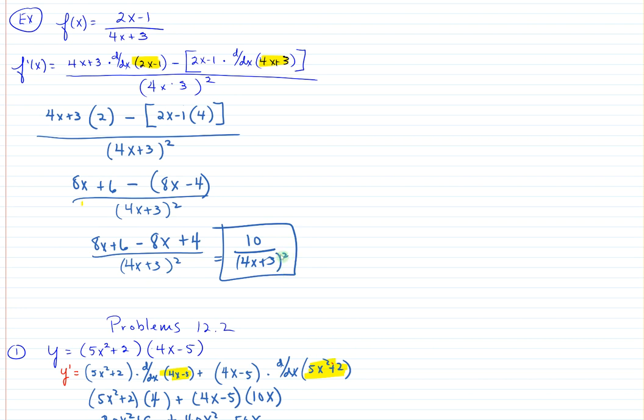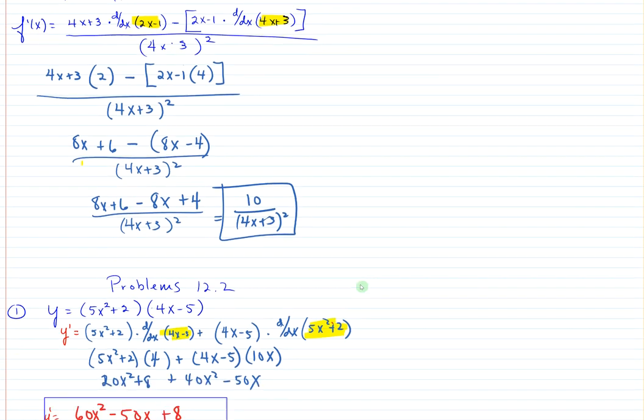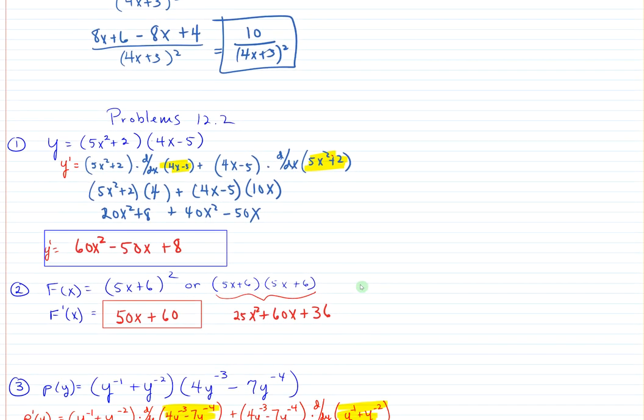All right, so we've got 10 questions that you'll have on your homework. Let's go over some problems, and then you should be ready to tackle your homework. All right, number 1, y is equal to this product. First line, we're going to write out the roadmap. Y prime is equal to the first times derivative of the second plus second times derivative of the first.